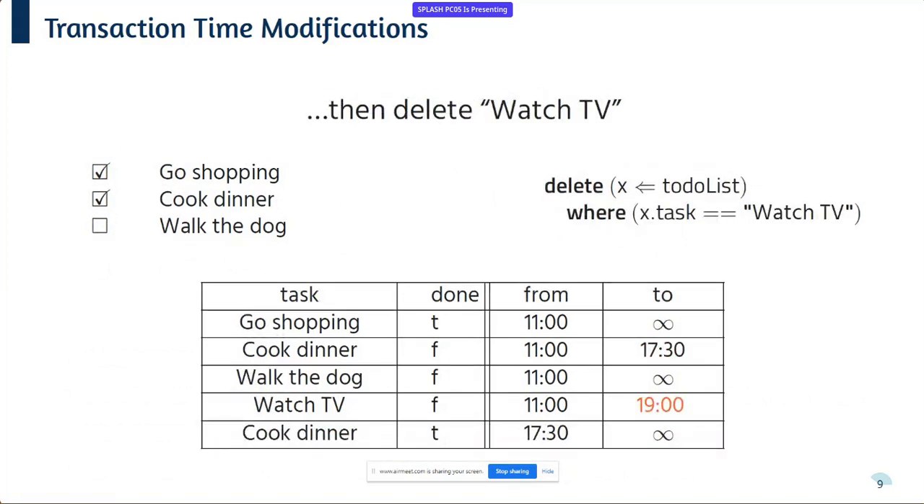Now, how about if we decide at 17:30 or 1900 that we don't want to watch TV anymore? So what we can do here is just close off that row there. And then after 1900, that row won't be relevant to the database anymore.